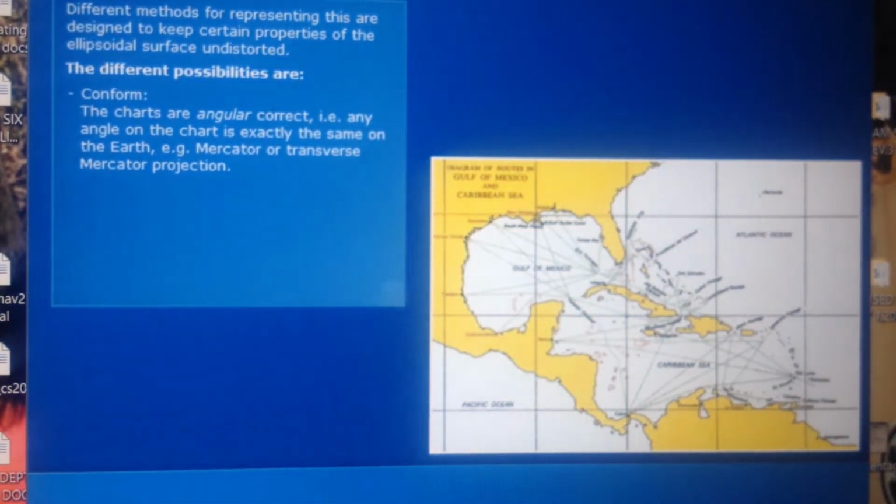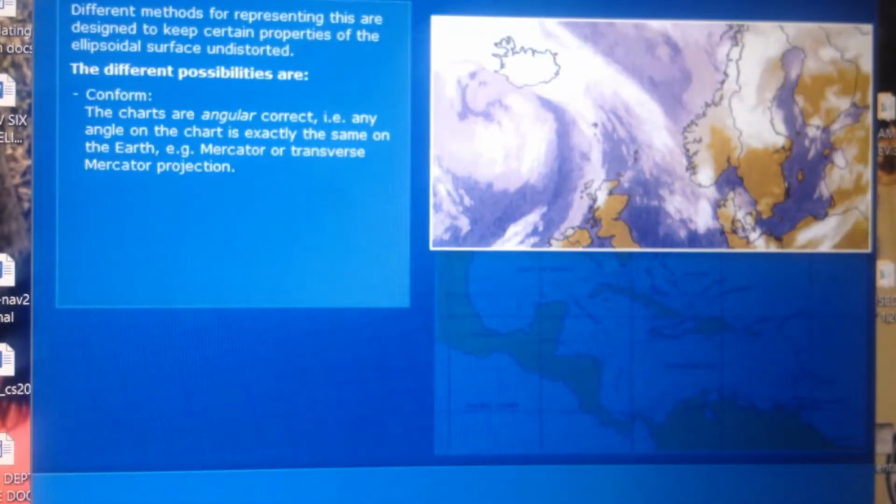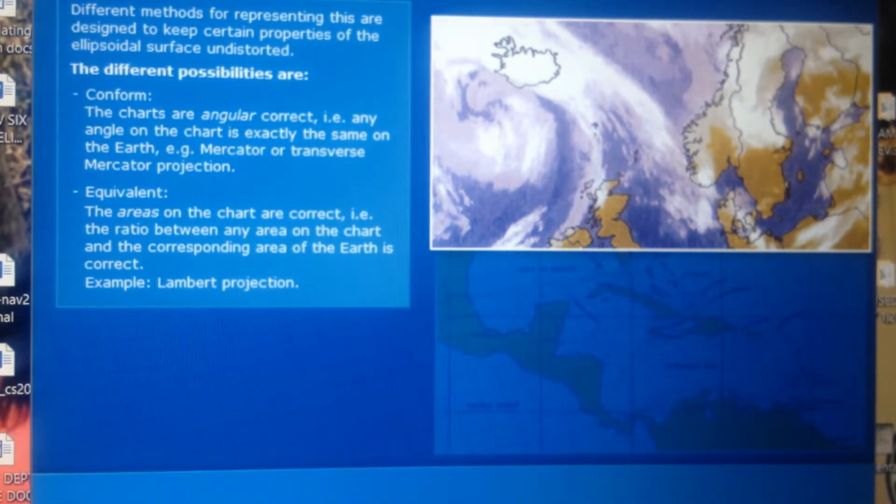Conform. The charts are angular correct, that is, any angle on the chart is exactly the same on the Earth. For example, Mercator or transverse Mercator projection. Equivalent. The areas on the chart are correct, that is, the ratio between any area on the chart and the corresponding area of the Earth is correct.